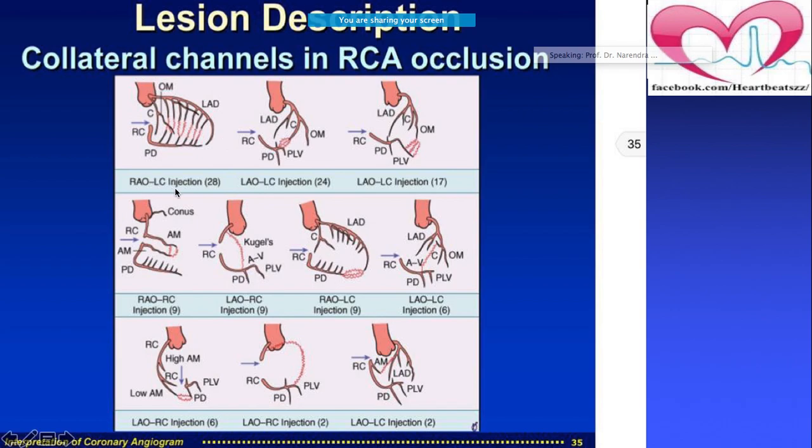So collaterals one should be able to describe. How do you see them? In which view do you see them? And between what vessels do you see them? That's also important. As you can see, this is RAO-LC. Similarly, this is an LAO-LC. In LAO-LC injection, this is how you see these collaterals as well. This is the reason I always say a single view is never enough. You must be able to get multiple views, and that's how you can see them in the best way possible.